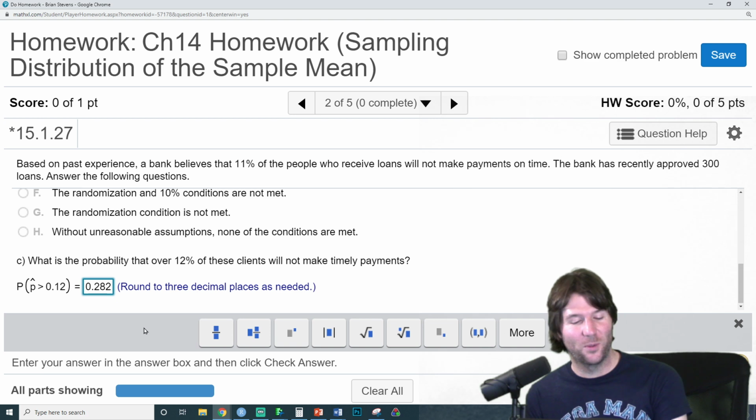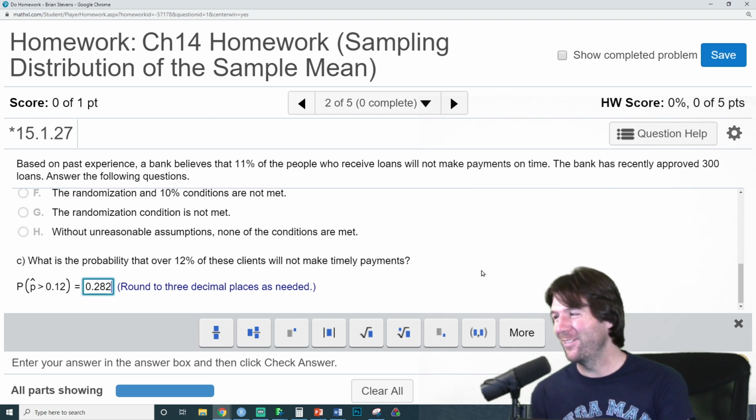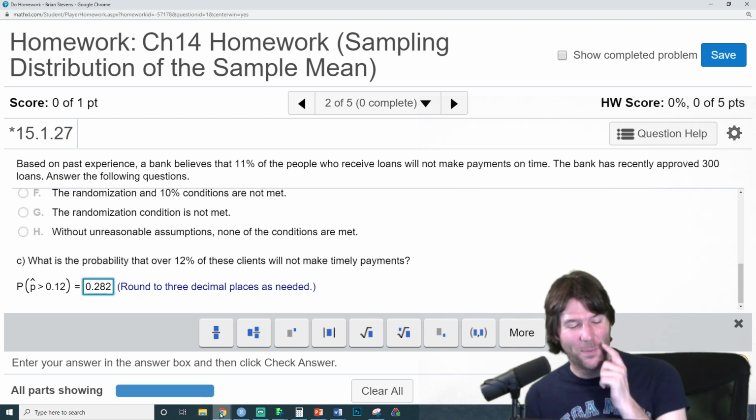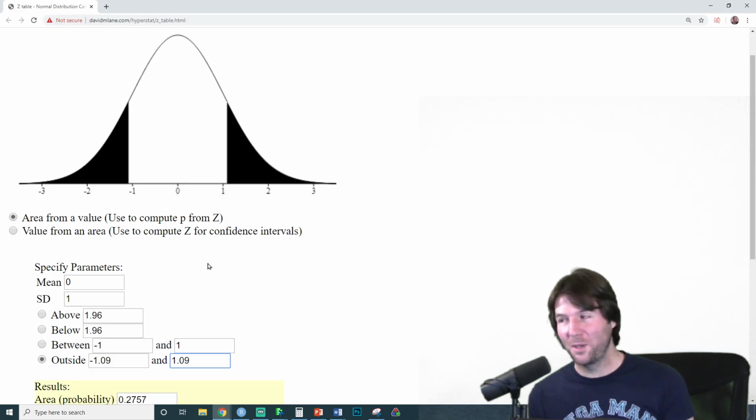Now, if I got this, I'd be super happy. I don't want people seeing that I get it wrong. That's not how you solve it. You go over here to this applet and you put in your numbers.